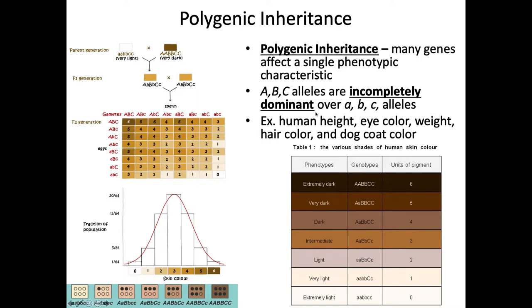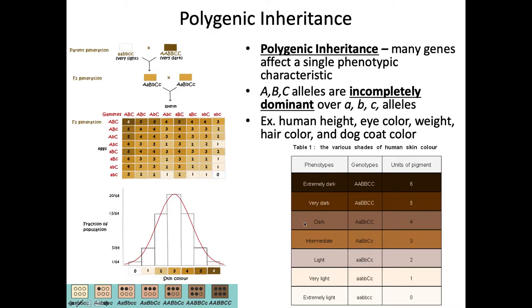Here, the dominant alleles are considered the units of pigment. So the more dominant alleles you have, the darker you are. And the more recessive alleles you have, the lighter your skin color is. So for this skin color, your dominant alleles are incompletely dominant over your recessive alleles.